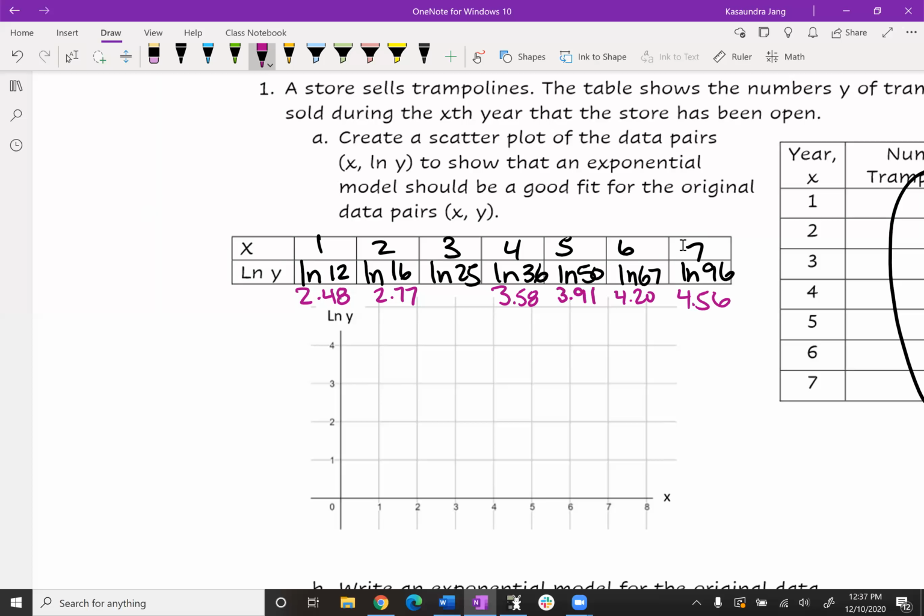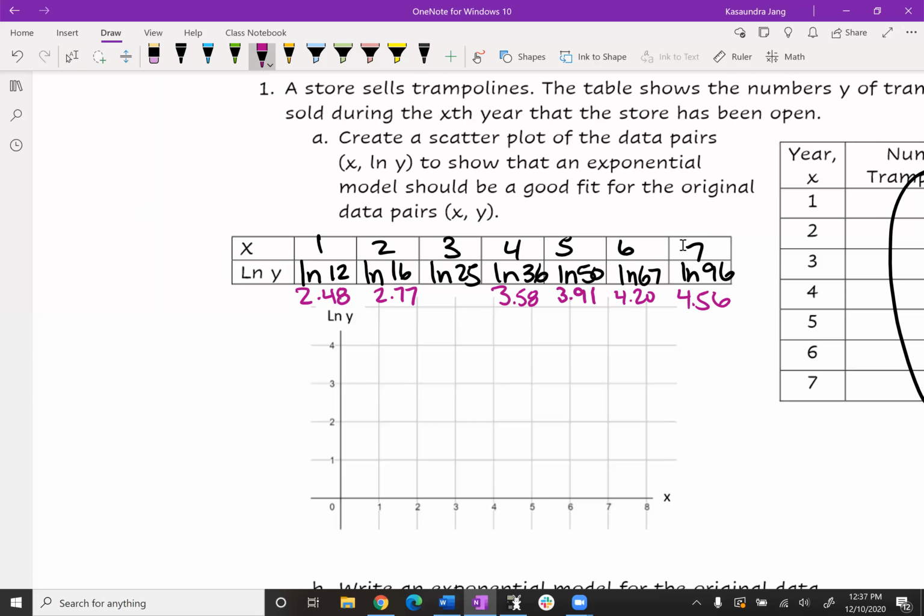Let's see, is Jordan there? All right. So Jordan, you're doing this one. You're doing the natural log of 25 in your calculator. And round to 2 decimals. All right, so I'm going to plot these points while we're waiting on that one. I'm just going to start plotting these points.